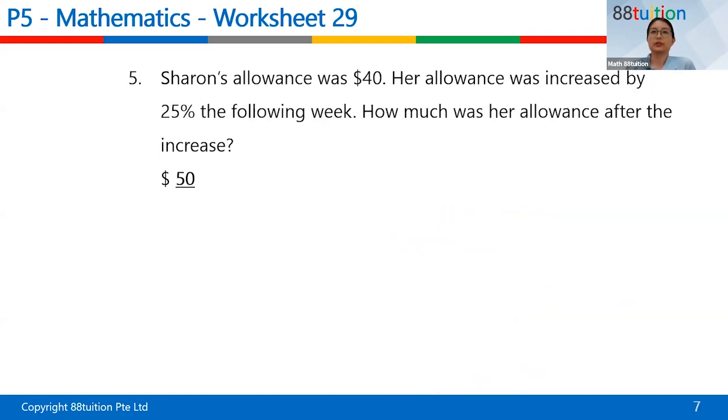Okay. Next. Sharon's allowance was $40. Her allowance was increased by 25% the following week. How much was her allowance after the increase? So now you are actually getting 125 over 100 times 40. So 125 divided by 100 times 40 is actually 50. That's it.